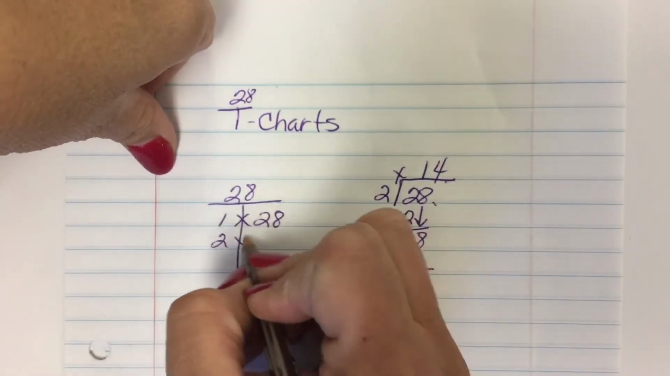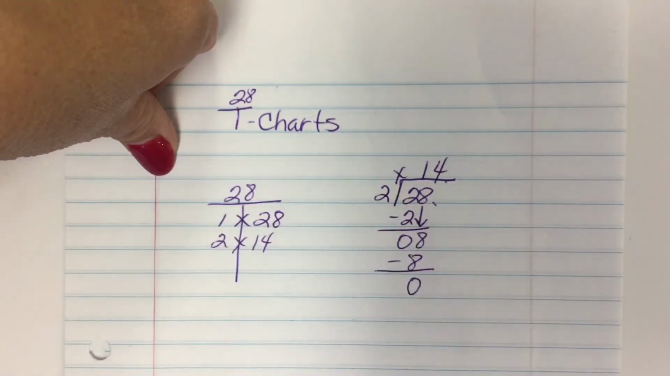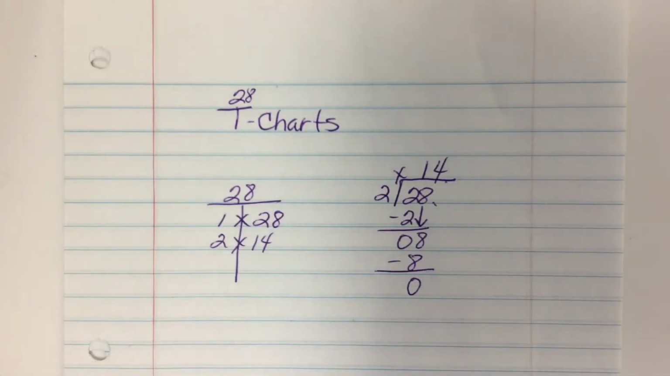So 2 times 14. Okay. 3. No, 3 doesn't go into 28 because the multiples of 3 are 3, 6, 9, 12, 15, 18, 21, 24, 27. Okay, so it's not going to hit 28.